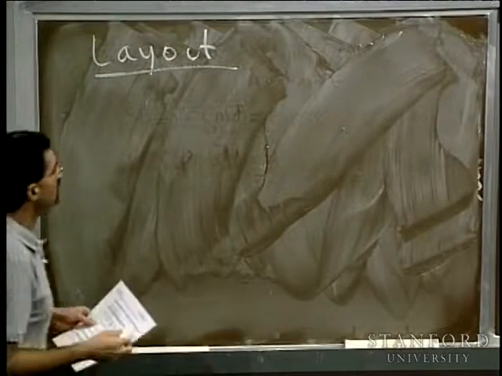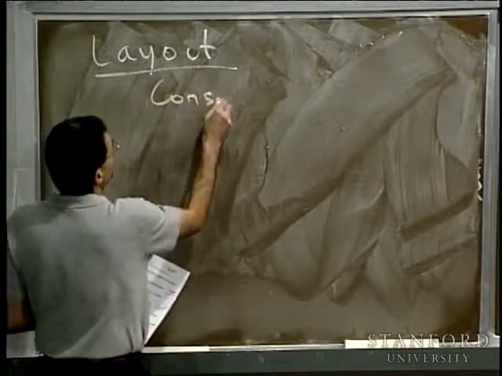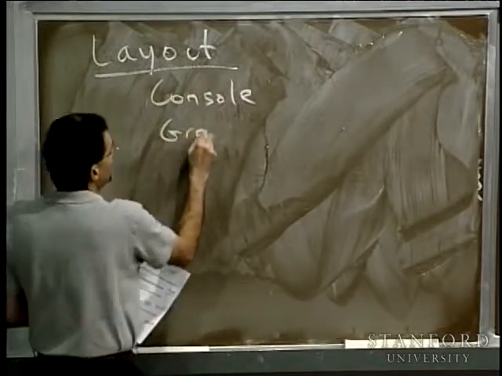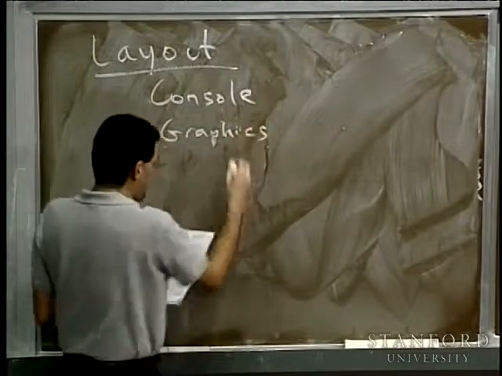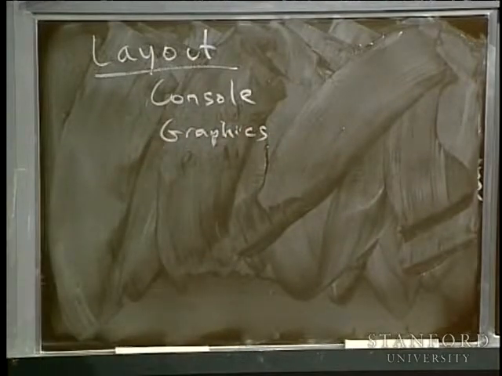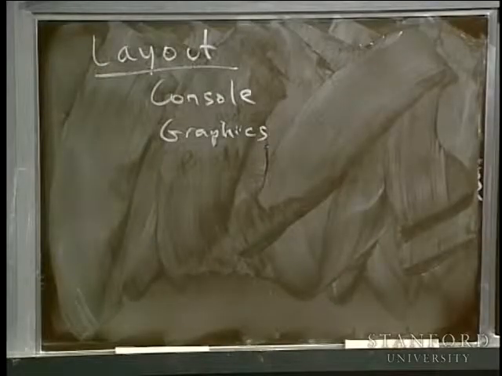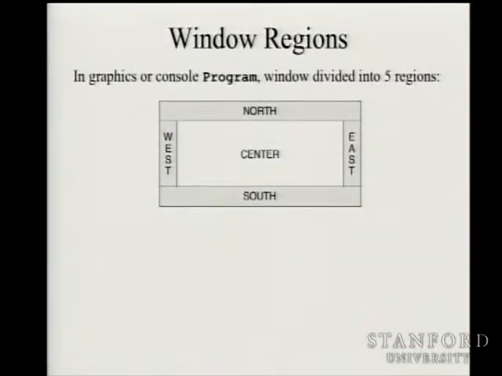Now, it turns out when you used your friend the console program or your friend the graphics program, what you got was a layout called the border layout. As a matter of fact, you already saw the border layout last time. It looked like this. You had some center region, you had north, south, east, and west borders, which is why this thing's called a border layout.